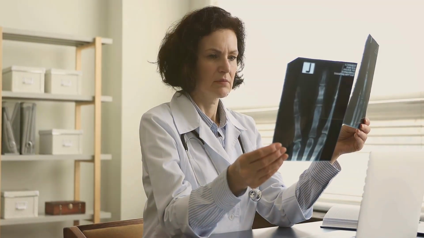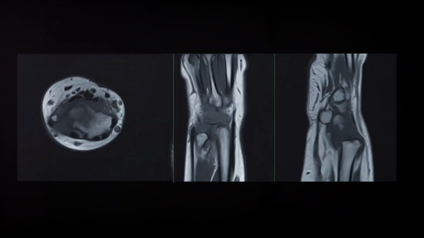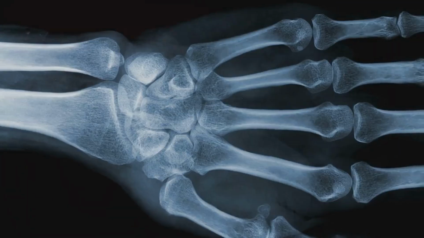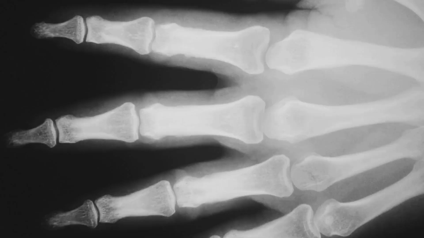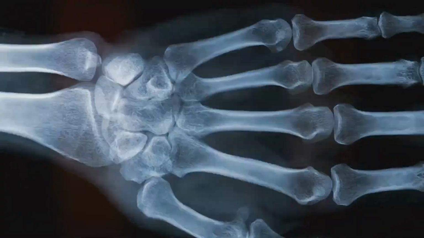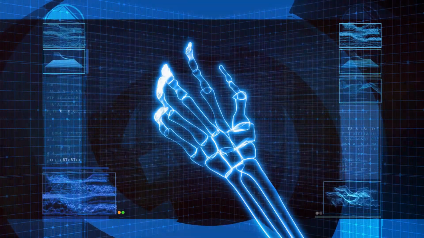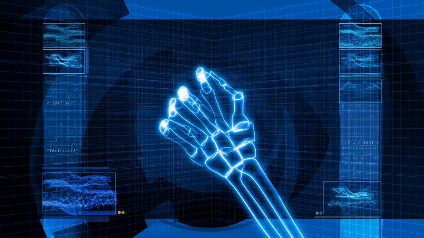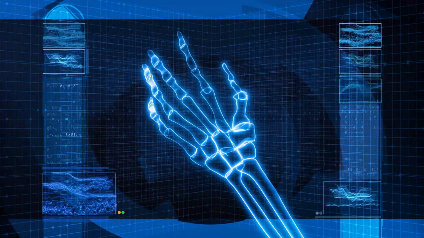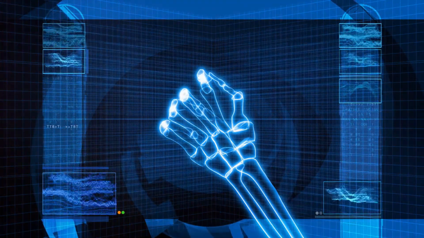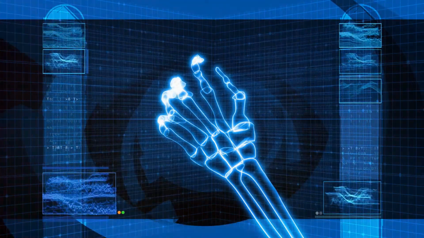Before we can interpret X-rays, we need to understand the anatomy we're looking at. Think of the wrist like a jigsaw puzzle. It has 8 small bones called carpal bones. These are arranged in 2 rows. In the row closest to your hand, we have the scaphoid, lunate, triquetrum and pisiform. The second row, closer to your forearm, contains the trapezium, trapezoid, capitate, and hamate.